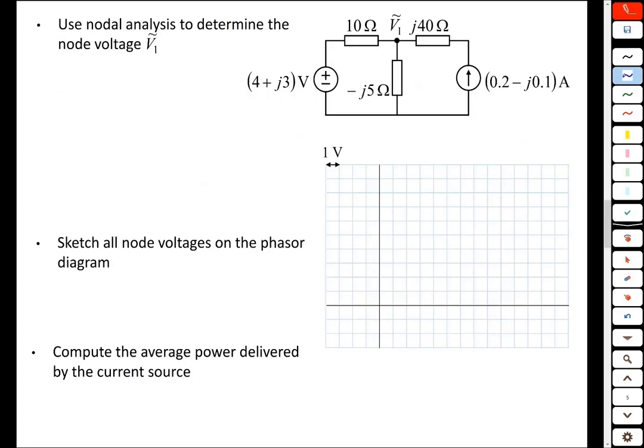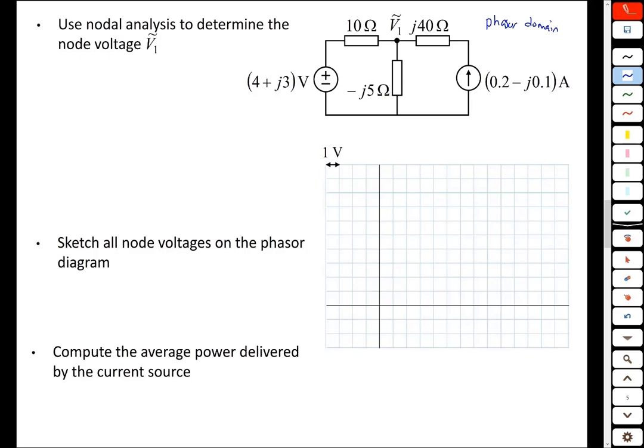In this problem, we're asked to actually use nodal analysis to determine the node voltage V1 phasor. Notice this is already in the phasor domain, so we don't need to convert anything. It's already in the phasor domain for us. And basically, we set it up just like we would if this was a regular resistive circuit, except now all of our calculations are going to be in complex numbers.